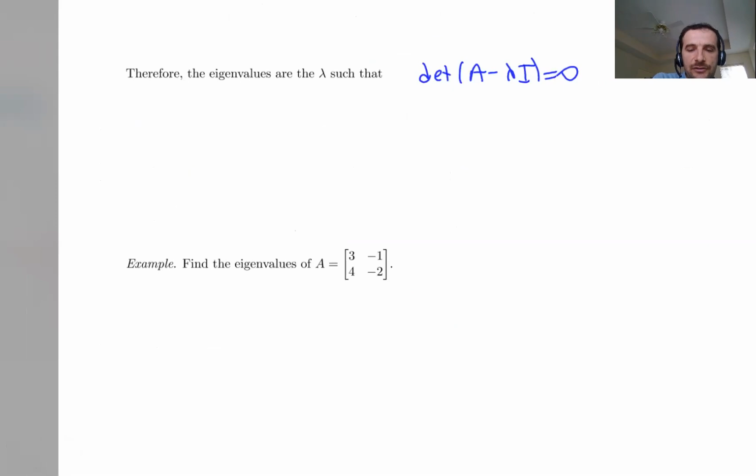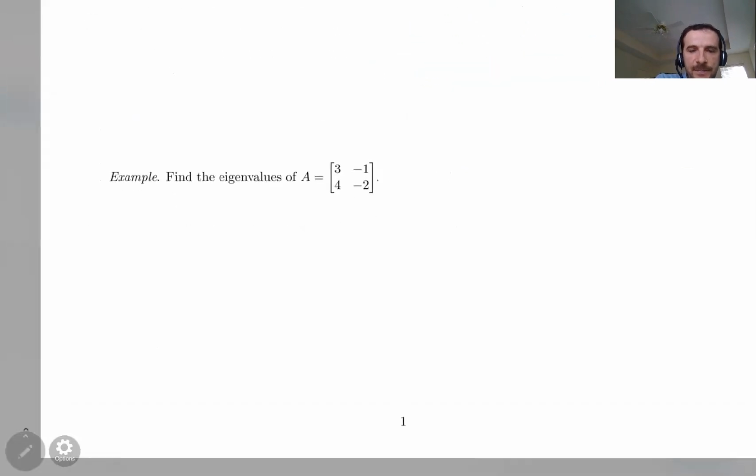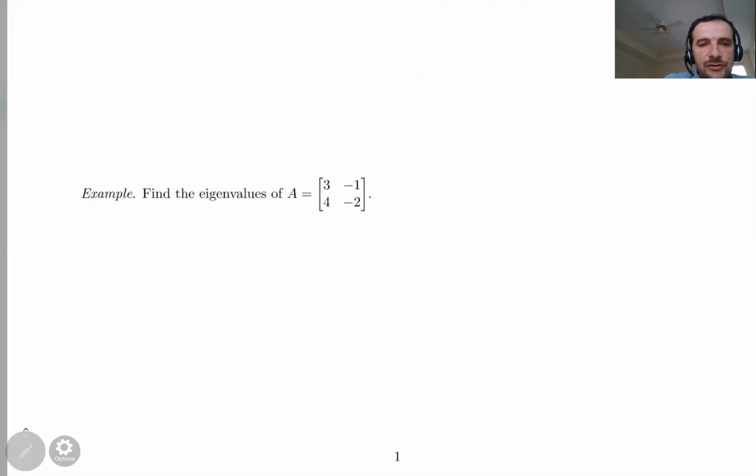Let's find the eigenvalues of this matrix. Remember, to find eigenvalues, we need to know the determinant of A minus lambda I, and I'm going to set it equal to 0. By the way, I here is the identity matrix. Normally there is an easy way to write this determinant, but since this is our first attempt, I can write this separately here.